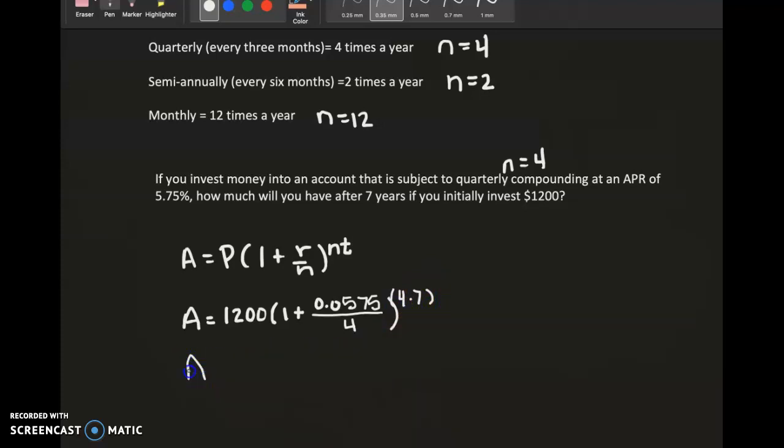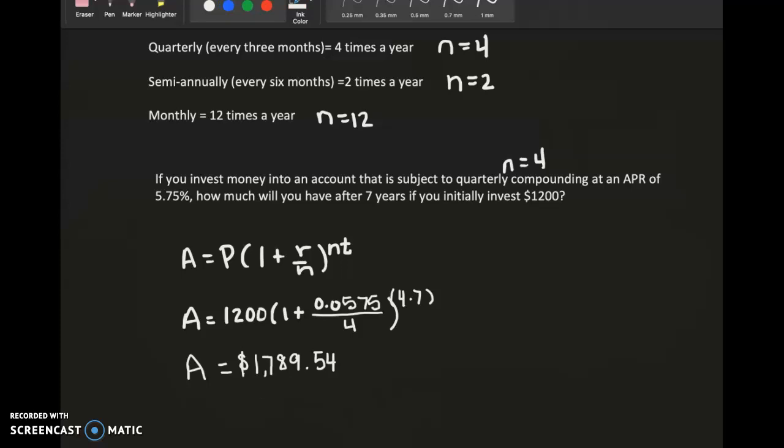Again, I would suggest you pause it here and try to plug this all in yourself to make sure that you get the same thing that I'm going to get. And when I plug that into my calculator, I get $1,789.54 if I round to the nearest cent.